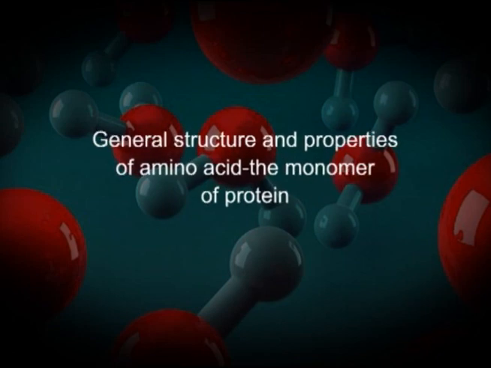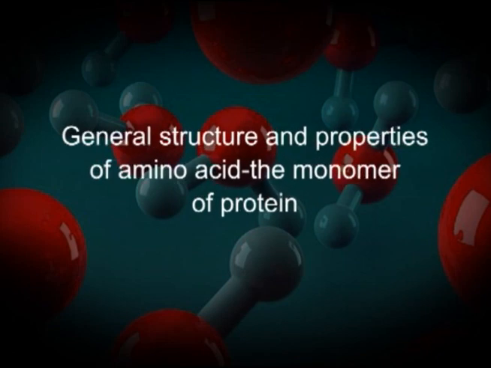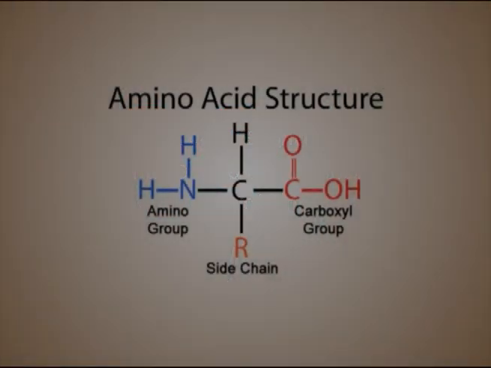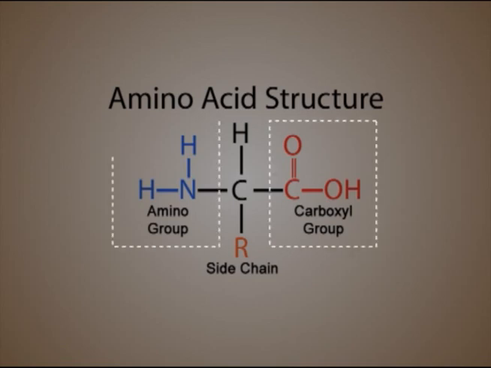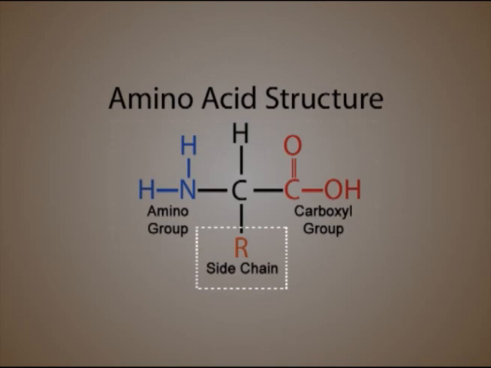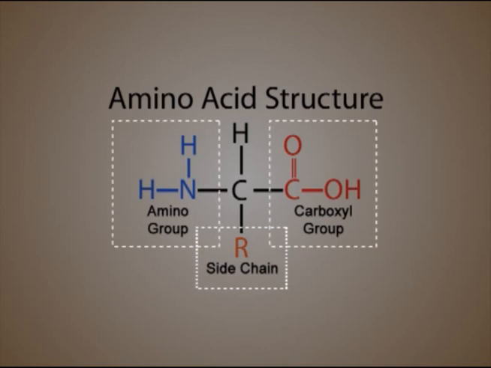Now let us discuss the general structure and properties of amino acid, the monomer of protein. From the picture, we know that all the amino acids have 2 important functional groups, namely the carboxyl group or COOH and the amino group, the NH2 group, and a side chain R group, which differs in structure for different amino acids. The amino group and the carboxyl group are highly reactive and involved in the peptide bond formation. However, the R group is not involved, even in the presence of a functional group such as COOH and NH2 group.